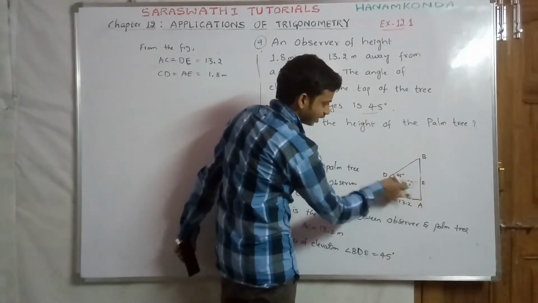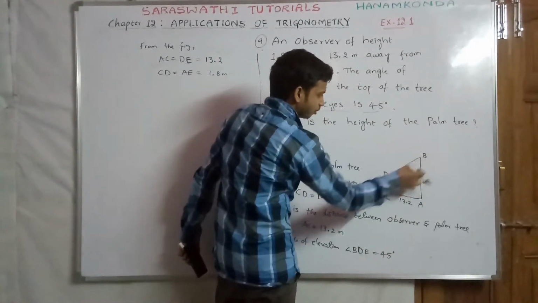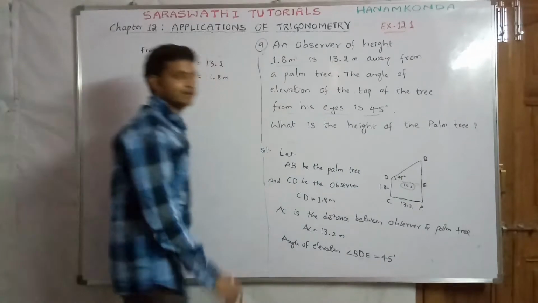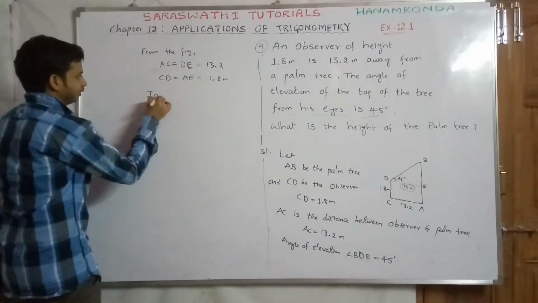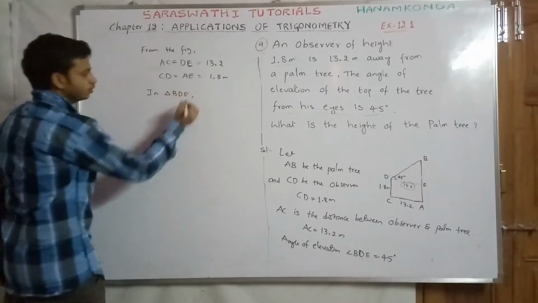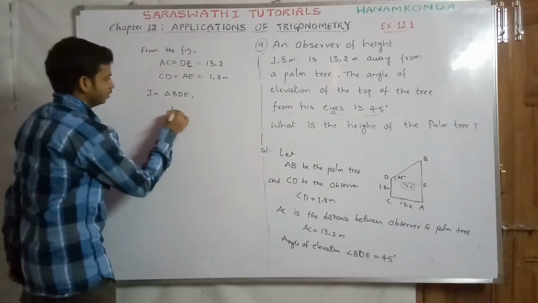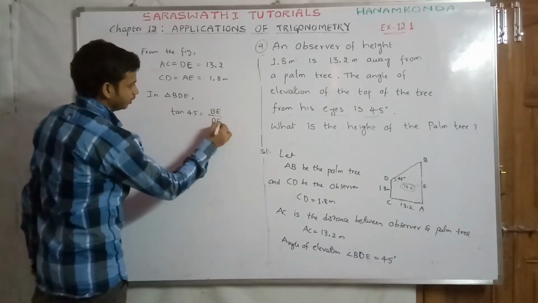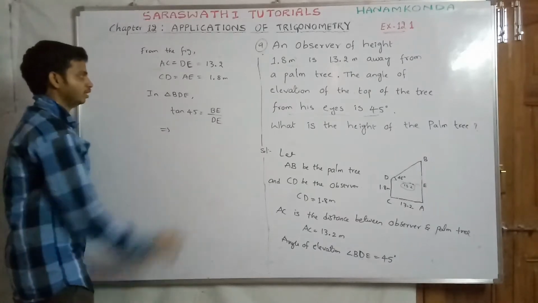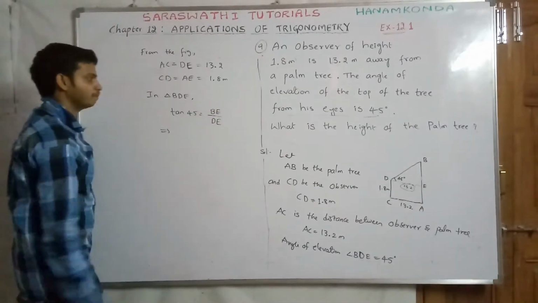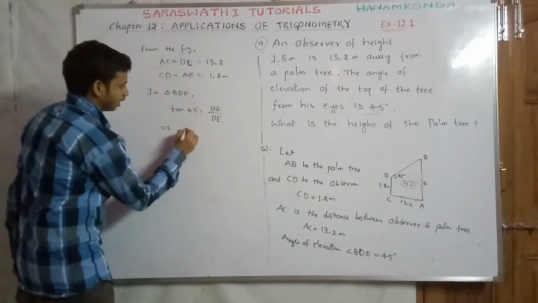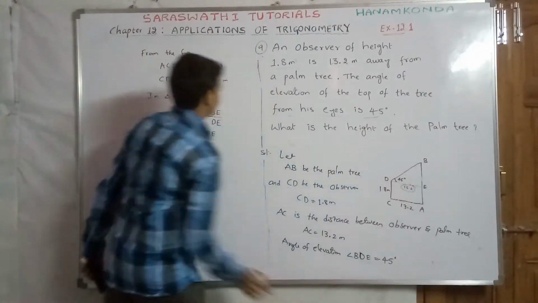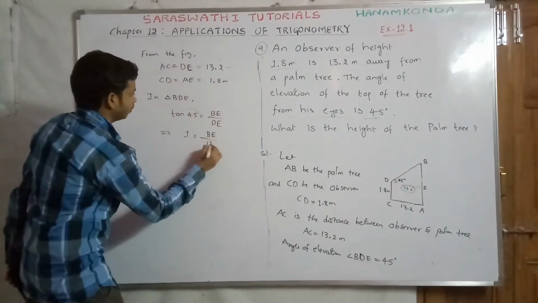So this DE is adjacent to this 45 degree angle and BE is opposite to this 45 degree angle. That means opposite by adjacent, so if you apply tan here, we can find the value of BE. In triangle BDE, tan 45 equals opposite by adjacent, that means BE by DE. We know that tan 45 equals 1. That means 1 equals BE by DE, and DE we have obtained is 13.2 meters.